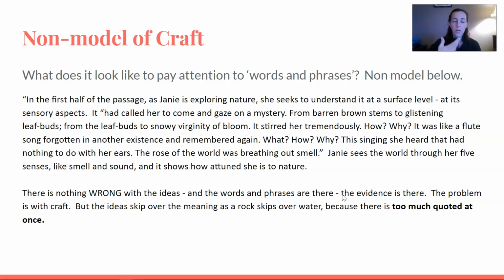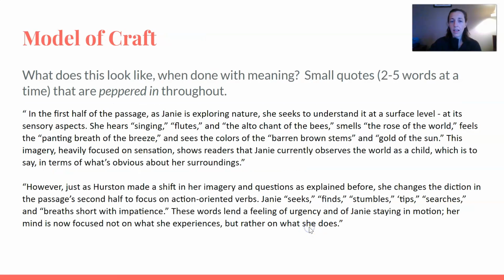So, how do we do this well? Like this. Small quotes, 2 to 5 words at a time, pepper in throughout the analysis of this writer. Everything is contextualized within the writer's thoughts. Concretely, this means, again, there's never more than like 2 to 5 words quoted at a time. That's how to do it. And it's how to honor Hurston's words and phrases.